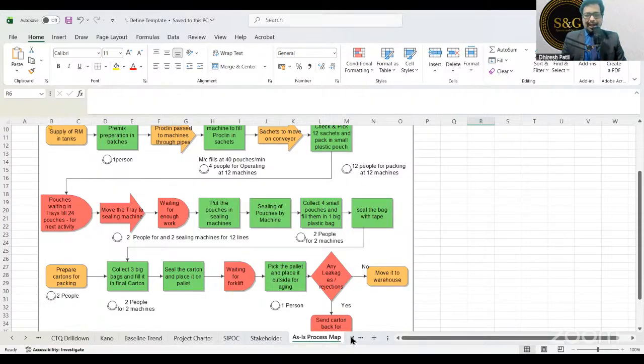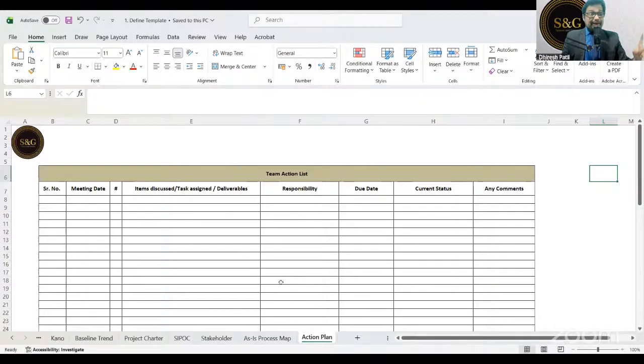Okay. And now, phase-wise, understand this, every phase has an action plan. Now what is this action plan? During this discussion, try to understand this. There are a few tasks which we discussed during the meeting. Those tasks we have to take up immediately. So in every template, the last sheet is about the action plan.